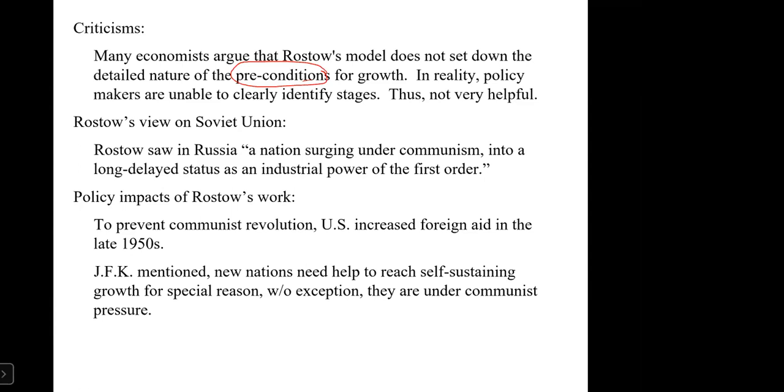The other thing I want to emphasize is that Rostow's theory has strong influence over the U.S. government's foreign aid policy, and over the U.S. government's view towards the Soviet Union. After World War II, the Soviet Union and the U.S. became the two superpowers, but they had different ideology, different institutions, and different models of growth, and in some sense they were competing with each other.